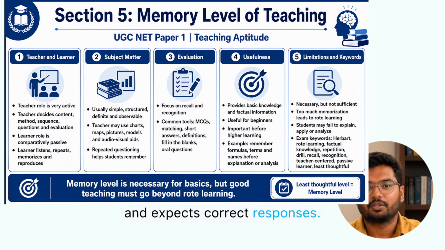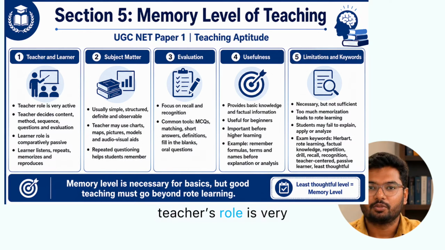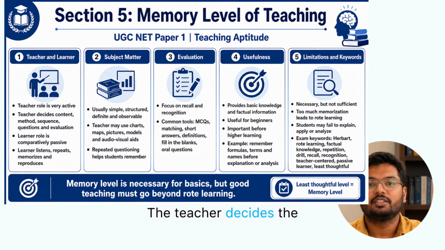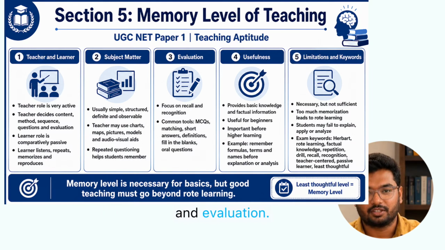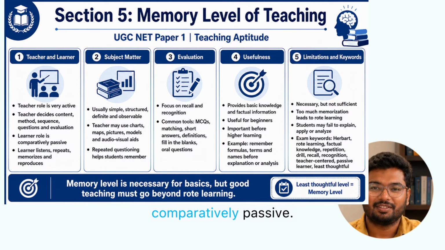Repetition, drill, practice, review, and revision are common methods. At memory level, the teacher's role is very active. The teacher decides the content, method, sequence, questions, and evaluation. The learner's role is comparatively passive. The learner listens, repeats, memorizes, and reproduces.